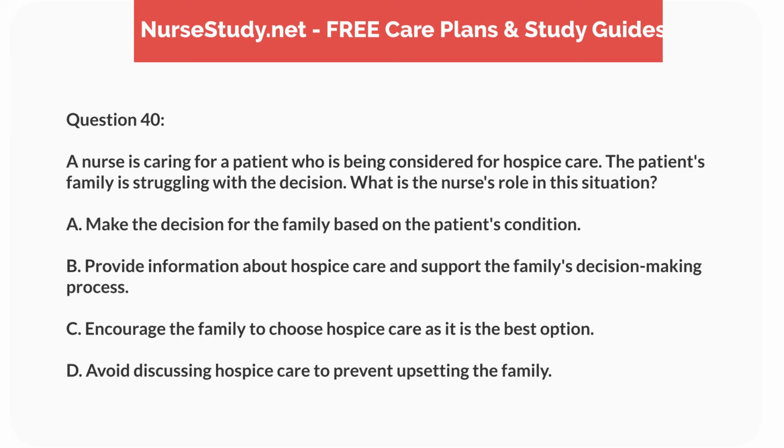A nurse is caring for a patient who is being considered for hospice care. The patient's family is struggling with the decision. What is the nurse's role in this situation? A. Make the decision for the family based on the patient's condition. B. Provide information about hospice care and support the family's decision-making process. C. Encourage the family to choose hospice care as it is the best option. D. Avoid discussing hospice care to prevent upsetting the family.